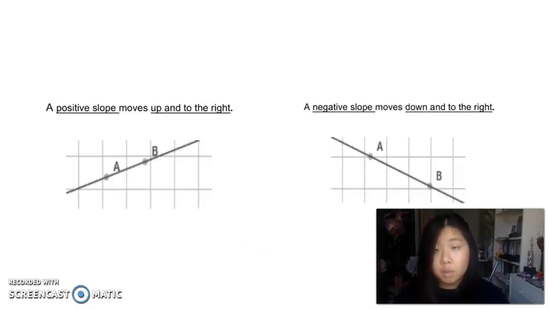When we're looking at slope, we also look at whether it is a positive or negative slope. A positive slope moves up and to the right of a graph, and a negative slope moves down and to the right of a graph. It's important to remember that when you're looking at whether a slope is positive or negative, you always look at how the line is moving to the right, so whether it moves up or down when you're looking at it to the right.